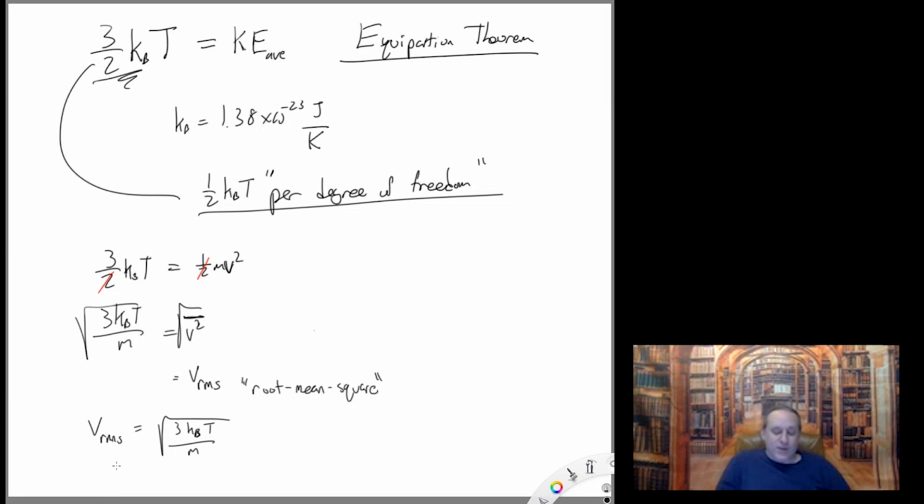So let's go ahead and see how we could use this to find out how fast, let's say, oxygen molecules in our room are going. So this on the bottom is the mass of one molecule. Now, we don't necessarily always have access to the mass of a single molecule. What we normally know is the mass of a mole of oxygen. That's the number that's easy to look up.